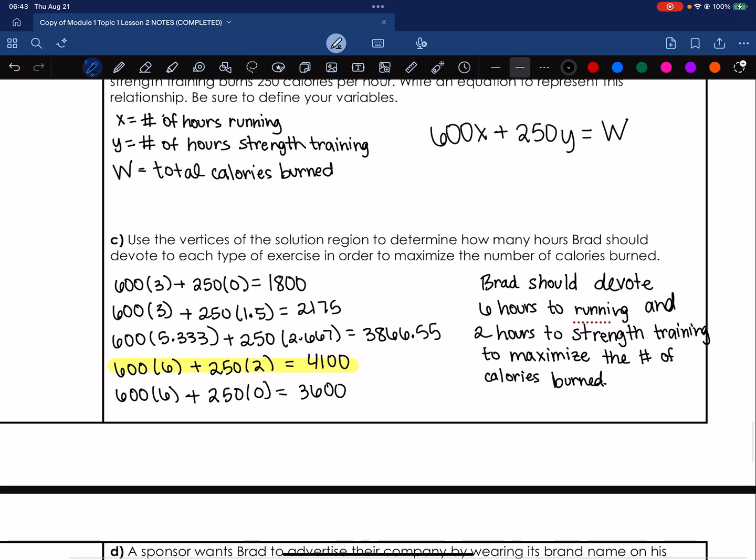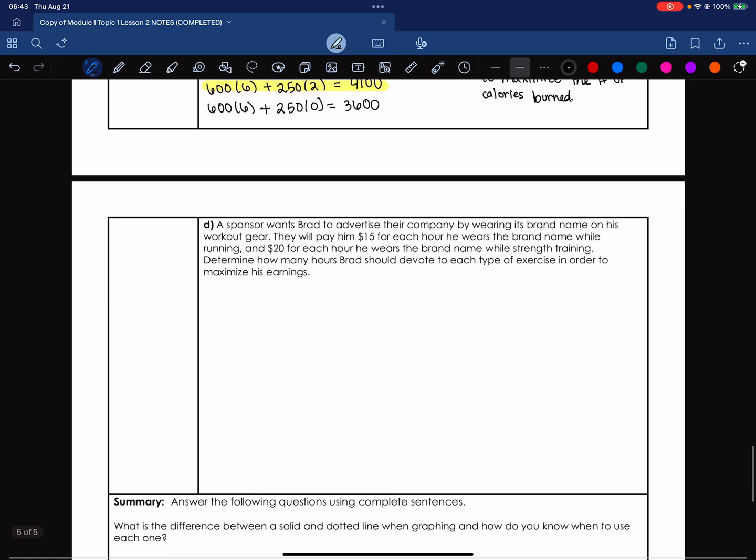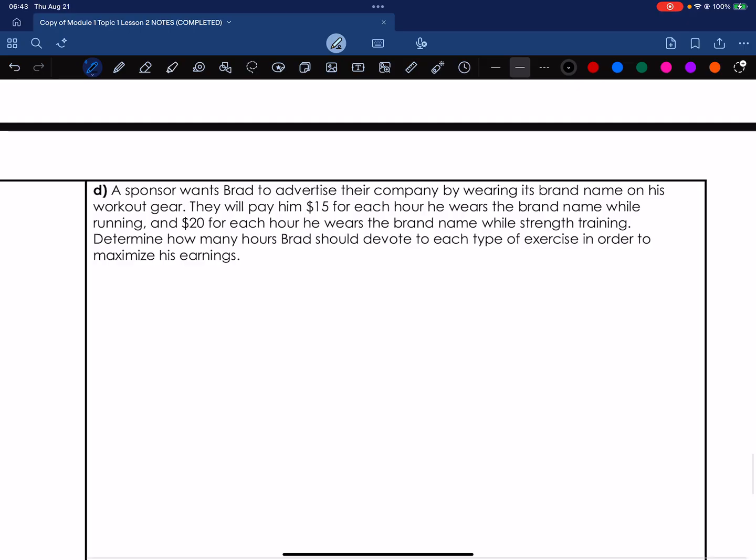Okay, so again, all you did is you plugged in those vertices because those are the extreme points of the graph. Okay, so we're going to keep on moving. This is the last question. A sponsor wants Brad to advertise their company by wearing its brand name on his workout gear. They will pay him $15 for each hour he wears the brand name while running, and $20 an hour for the brand name while strength training. Determine how many hours Brad should devote to each type of exercise in order to maximize his earnings.